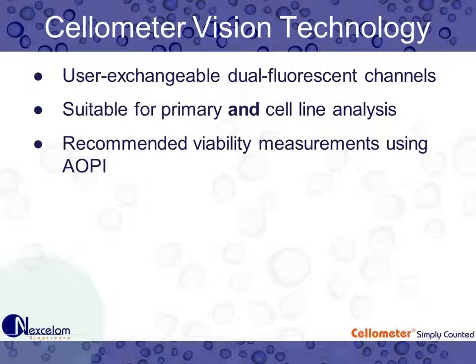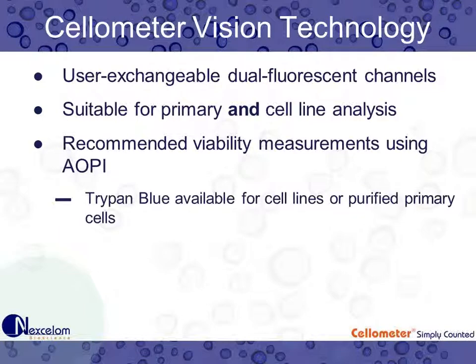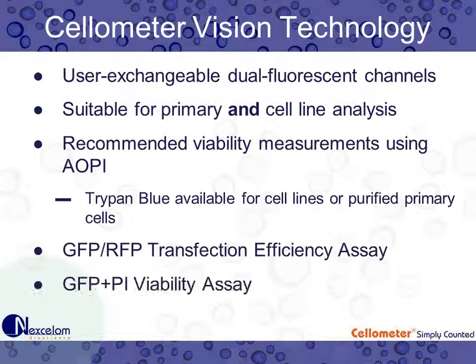A lot of the times we recommend using AOPI for viability measurements simply because if you're using primary cells, you may have residual red blood cells as debris even post-lysis or Ficoll gradients. You may also have tissue debris, you may have cellular debris, which all of these things could interfere with counting if you're using trypan blue. If you're using clean cultured cell lines, you are, of course, always welcome to use trypan blue. For purified and primary cells, the system is capable of performing both fluorescent-based viability detection methods as well as trypan blue.